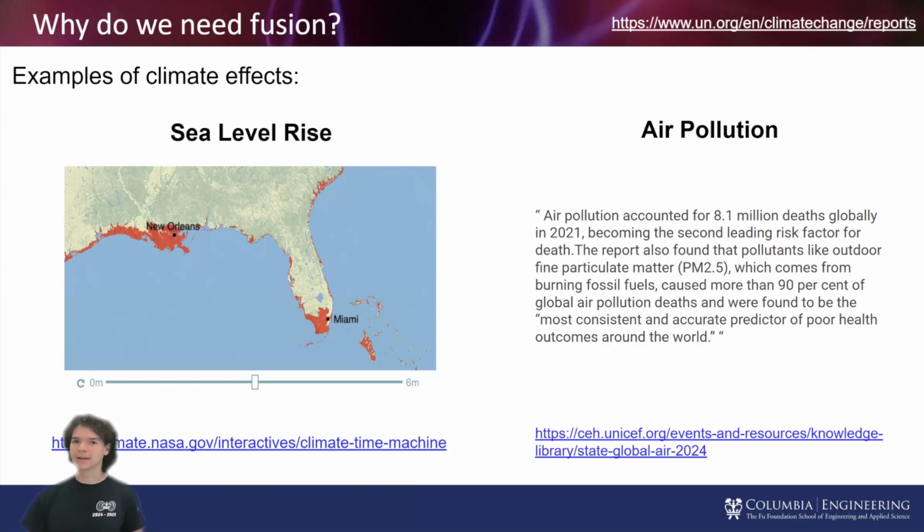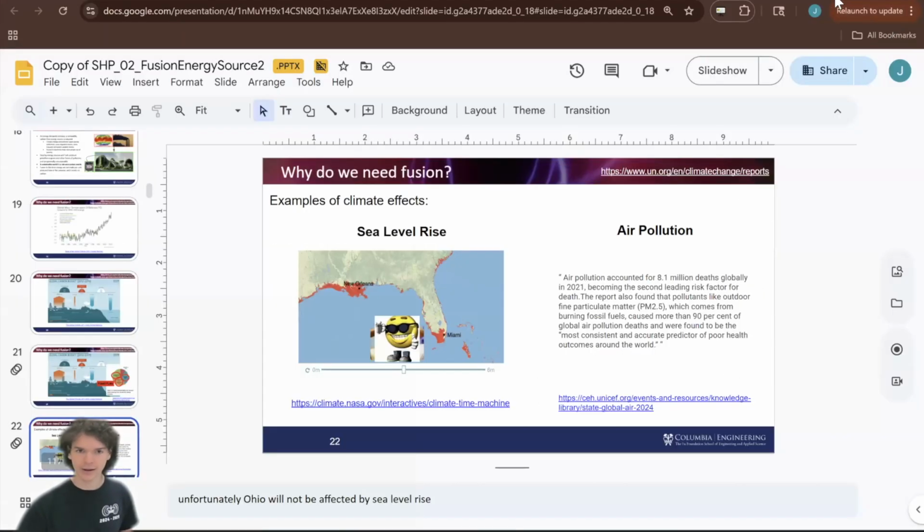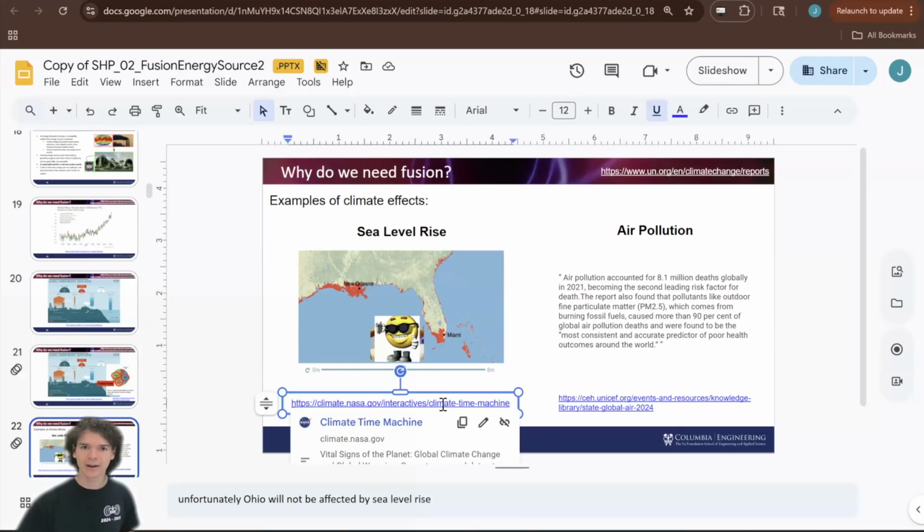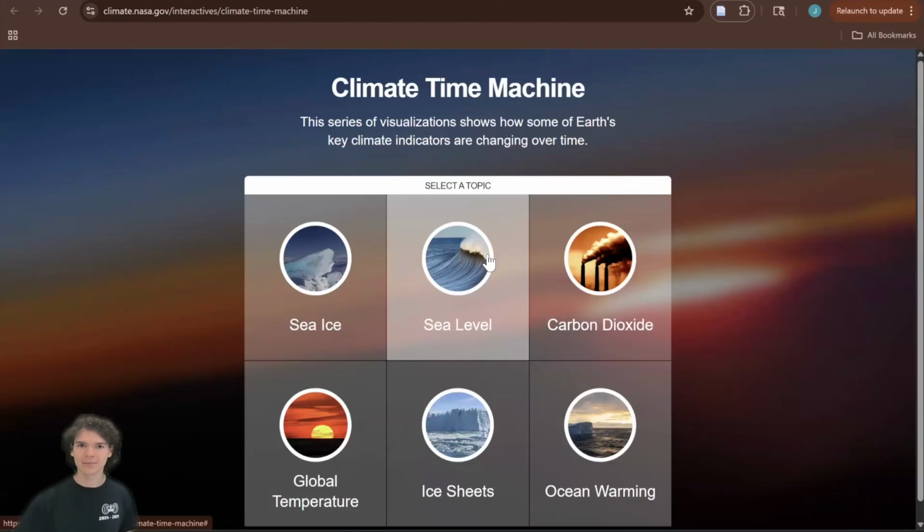What is happening? Is it just going to get a little bit warmer, or are there going to be some other things that are happening? So you may have heard of sea level rise that's happening. I think that there's this really great website here from NASA. It's called the Climate Time Machine. I'll actually go to it real quick and show you an example of what the Climate Time Machine has to offer. I encourage you to check it out yourself.